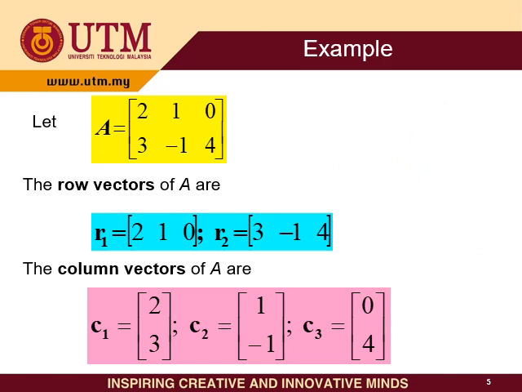Look at our example. We have matrix A here, 2, 1, 0, 3, negative 1, 4. To identify the row vectors, we see the rows here. We have two rows, row 1 and row 2. So row 1 is 2, 1, 0, row 2 is 3, negative 1, 4. For the column vectors of A, we have the first column, second column, and the third column. So the first column is 2, 3, and then 1, negative 1, and then 0 and 4.